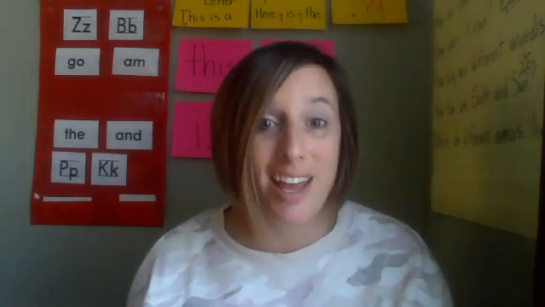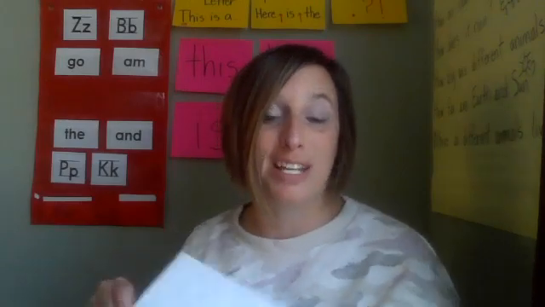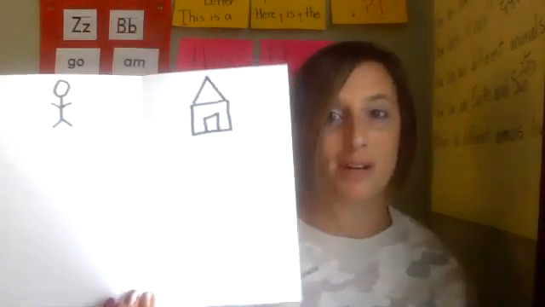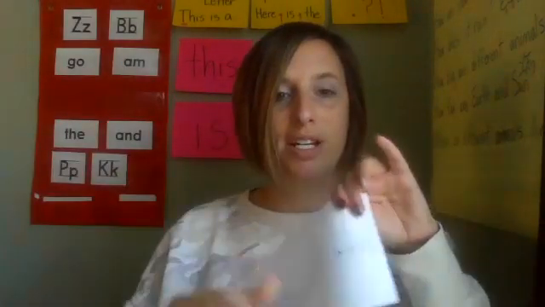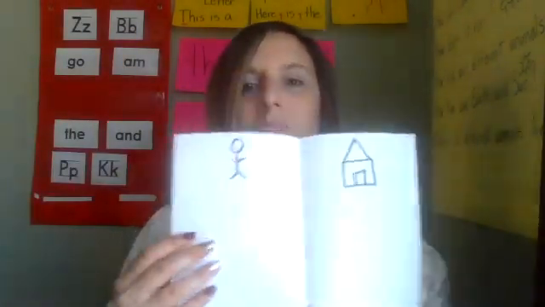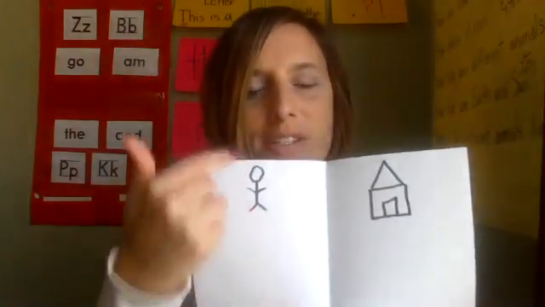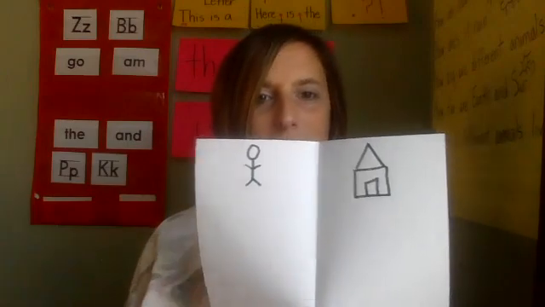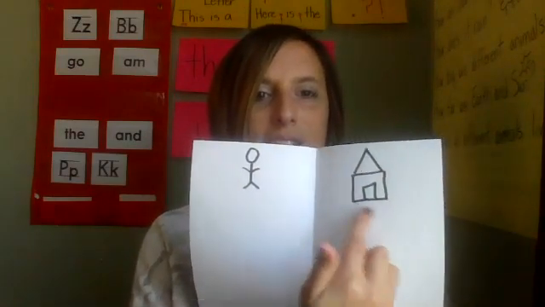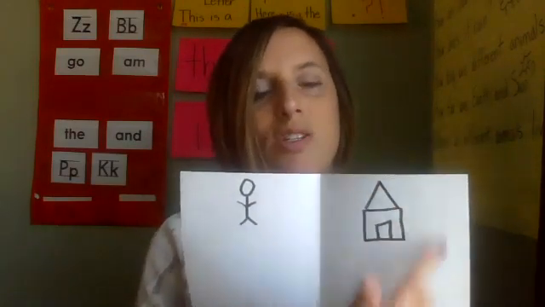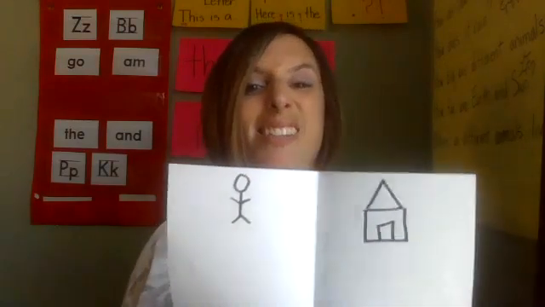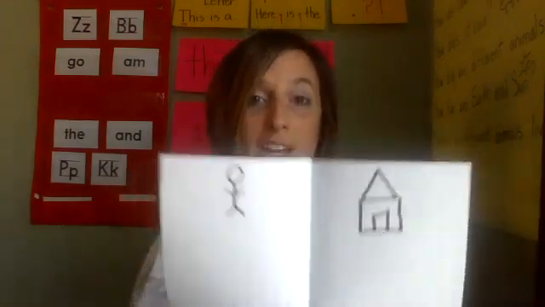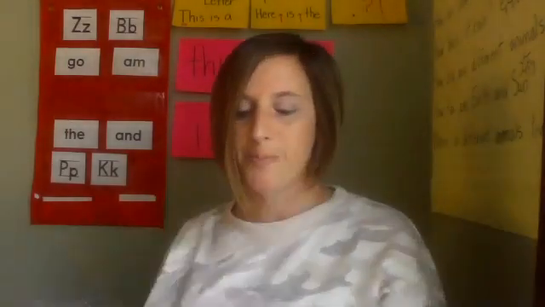So today you're going to need a piece of paper like Mrs. Opdyke. I took my piece of paper and I folded it in half. I drew a little stick figure because this side is going to be where I'm drawing the characters in my story. And this side, I drew a house because this is where I'm going to be drawing the setting of our story, where and when it took place.